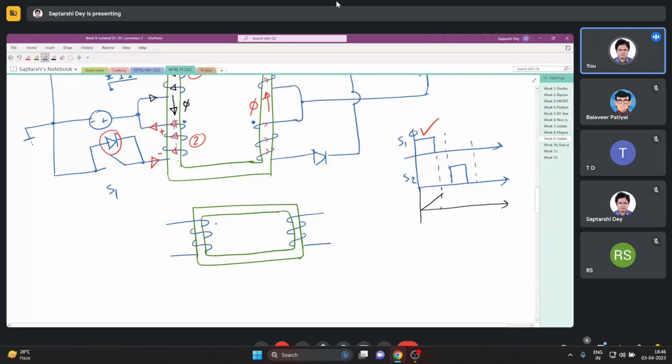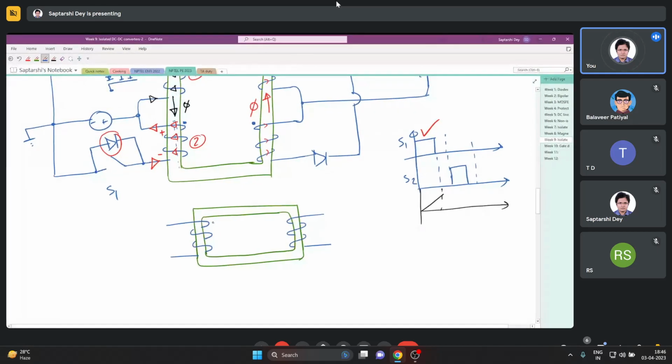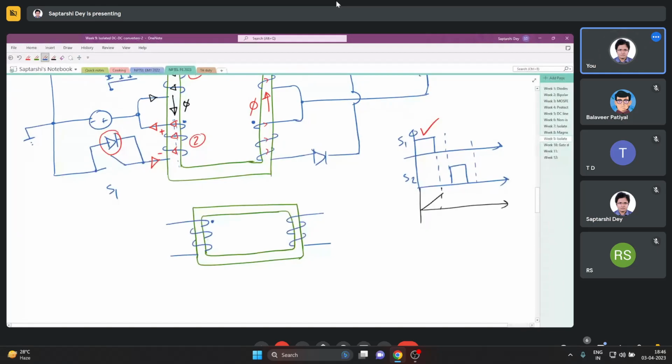So first I will start by putting a dot here. It does not matter where I put the first dot. What matters is where I put the second dot relative to the first dot. Once I have put the first dot, the other dot I cannot put arbitrarily, or if I have many other windings there also, I cannot put them arbitrarily.